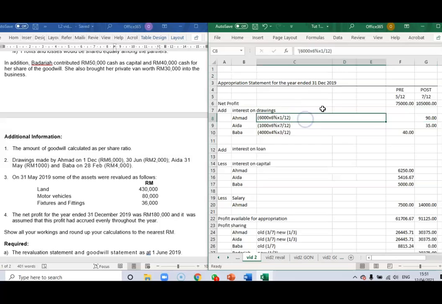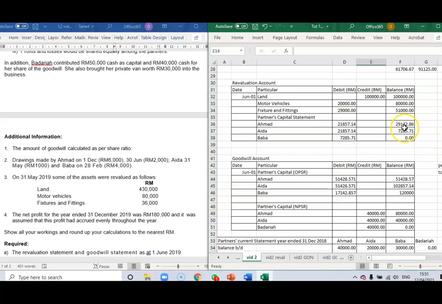6/12. How could I forget? I didn't even see that. Okay, but never mind. We can still adjust it. Okay, because you have two drawings. Okay, back to the answer.